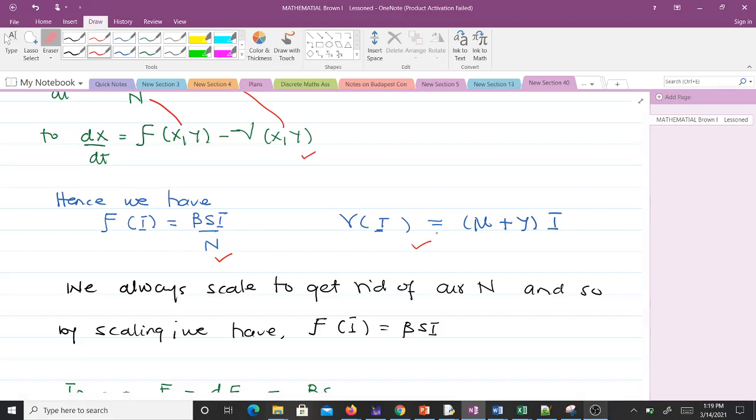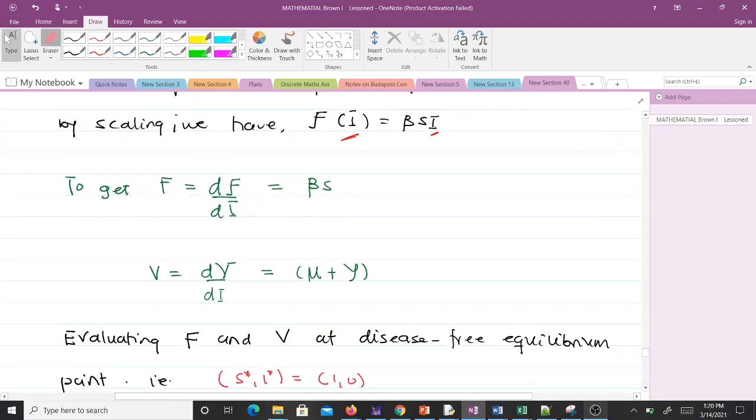So mostly when we get here, you can see we have an N here. So we always scale to get rid of our N. By scaling, we will have Greek F of I equal to beta S I. You can see our N is no more there because we've scaled it. So now we have this to be our Greek F of I and our Greek V of I. The next thing is that we have to find F and V. So we find F from Greek F and we find V from Greek V.